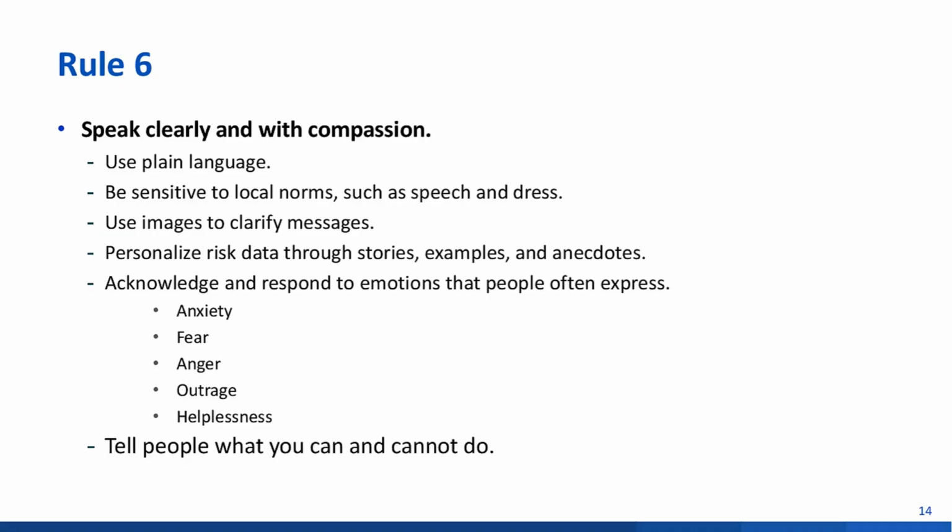The sixth rule is to speak clearly and with compassion. Use plain, regular, and understandable language with the public and the media. Avoid abbreviations and acronyms. Be sensitive to local norms. You can use images to get your messages across. Personalize risk data through stories, examples, and anecdotes.